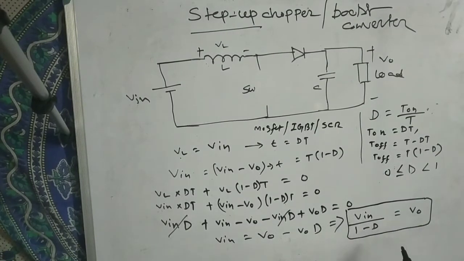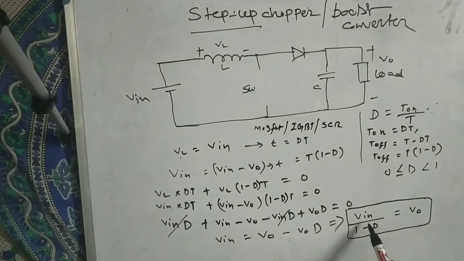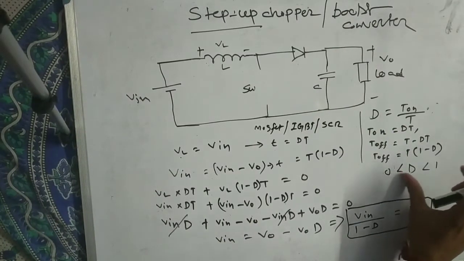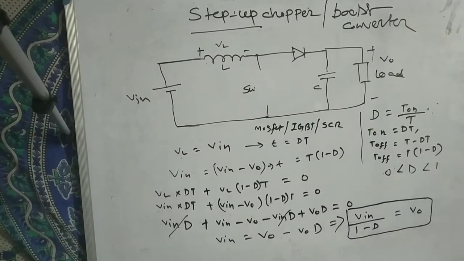Okay. So if the duty ratio value is 0, then the output voltage equals the input voltage. No step up, no step down. Is it possible for the duty ratio to be equal to 0? If we apply it, it is greater than 0 and less than 1.